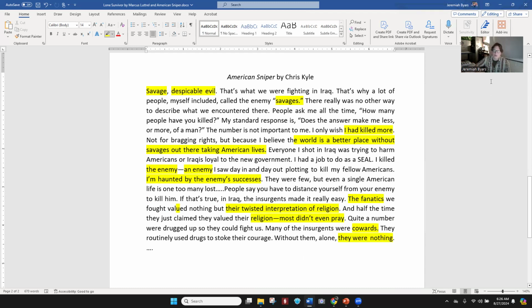Okay. So this clearly reveals his attitude towards these Iraqi soldiers who were also Taliban fighters. They were evil. They were savages. He wanted to kill more. He repeats that they're the enemy. He's haunted by them, giving this idea that they are monsters. They're fanatics. They're twisted. And America is a country in which we pray, and they did not pray, so they're unholy. Again, they're cowards. They were nothing. So here, Chris Kyle shows zero respect for the people that he fought.